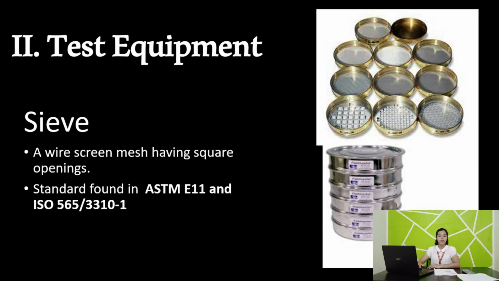There are two groups of sets of sieves, for gravel fraction and sand fraction. For gravel fraction, the sieves are larger than 4.75 mm, and for sand fraction, the sieves have smaller openings of 4.75 mm. In vernacular, sieves is ayagan. So here in sieve analysis, we're going to use sets of ayagan.